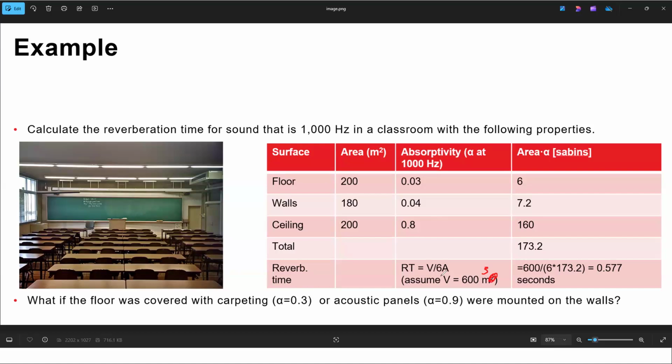Make two scenarios, one with the carpet and one with acoustic panels. No, two separate ones. So calculate once with the floor covered with this and once with acoustic panels. This is for walls.